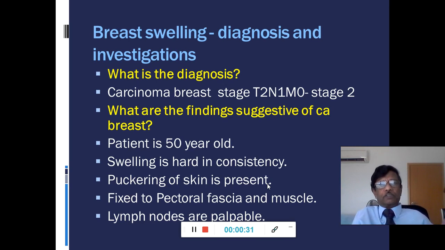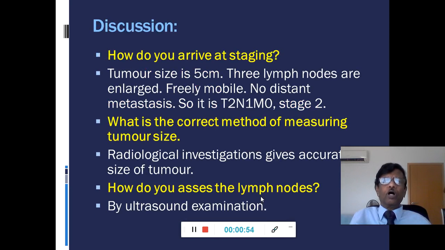What is the diagnosis of your case? Carcinoma breast, stage T2, N1, M0, stage 2. What are the findings suggestive of a carcinoma breast? Patient is 50 years old, swelling is hard in consistency, puckering of skin is present, fixed to pectoral fascia and muscle, lymph nodes are palpable.